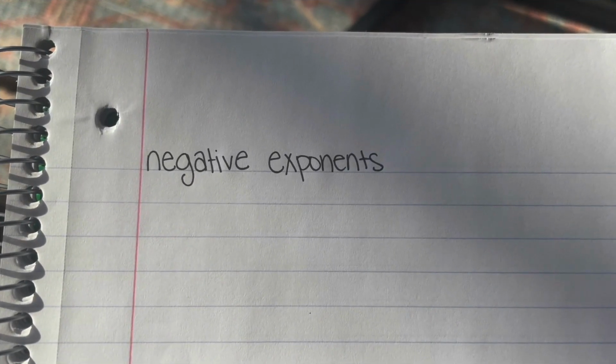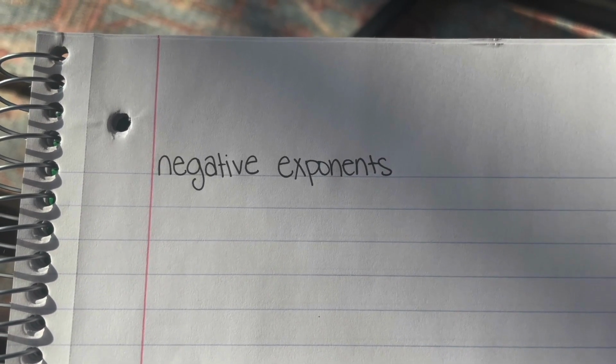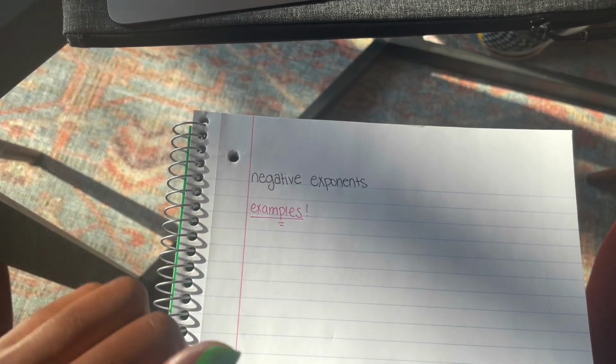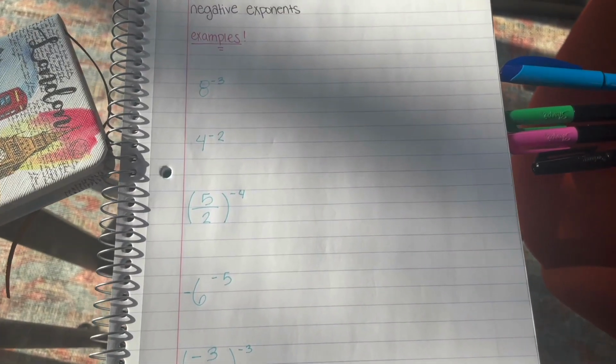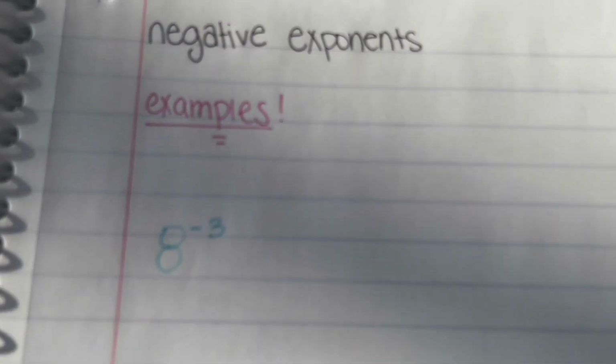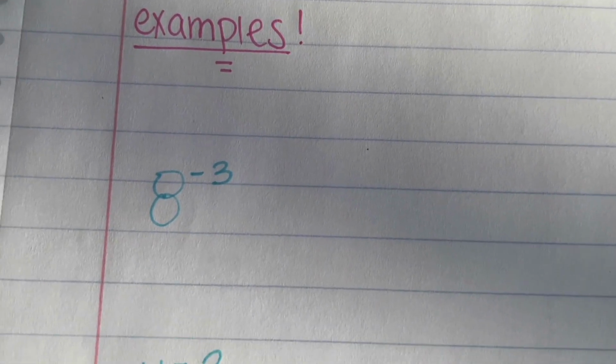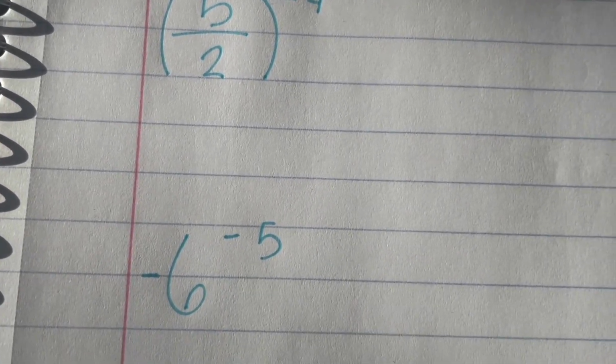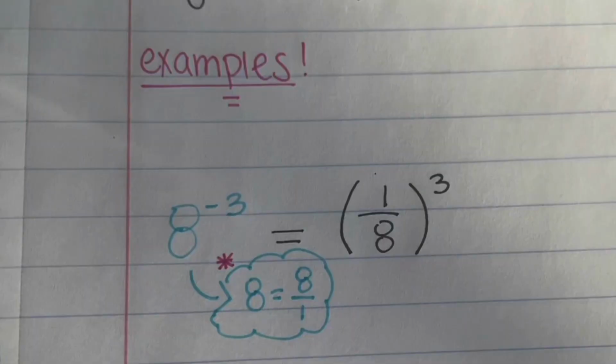Today's lesson is on negative exponents. We're just going to get straight into it. So we're going to go ahead and begin with examples. And I wrote a few examples. I wrote 5. So these are my examples. In the first problem, I have 8 raised to the power of negative 3.